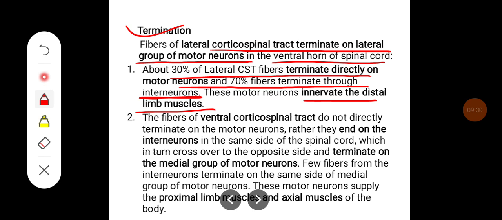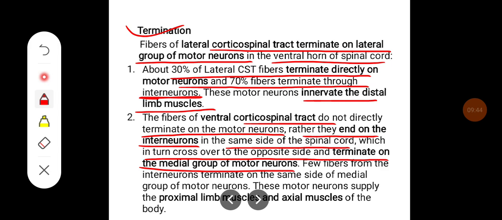The fibers of the ventral corticospinal tract do not directly terminate on the motor neurons; rather they end on the interneurons on the same side of the spinal cord, which in turn cross over to the opposite side and terminate on the medial group of motor neurons. Few fibers from interneurons terminate on the same side of the medial group of neurons. These motor neurons supply proximal limb muscles and axial muscles of the body.